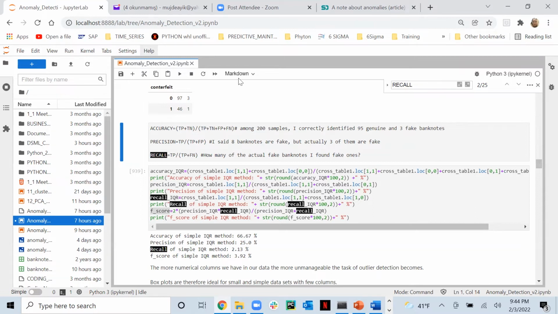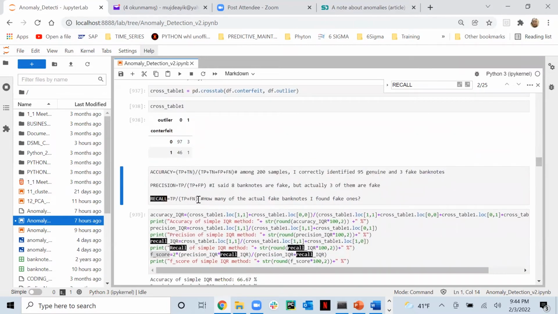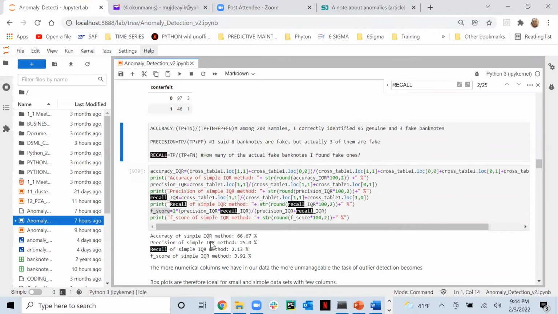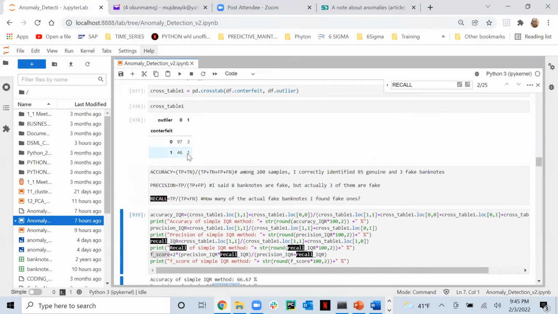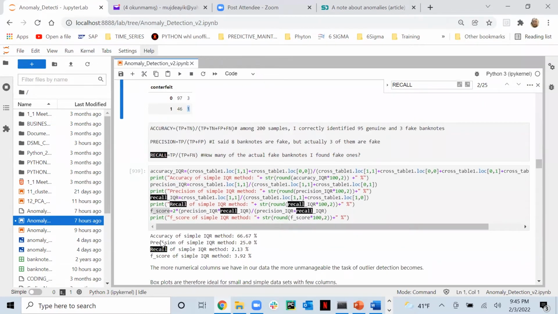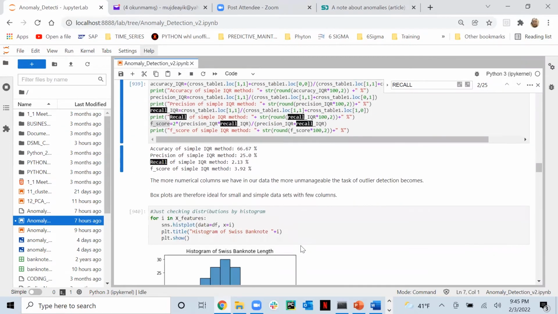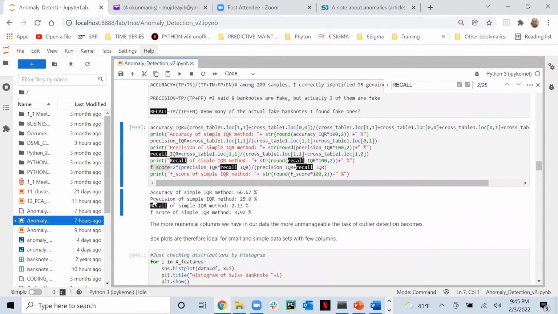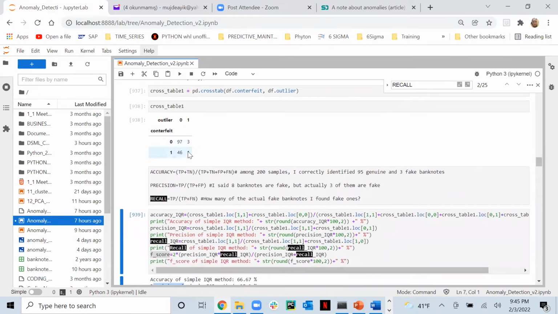I think here I made a mistake. Let me have a look. For example, here I said, what's my precision score? My precision score is actually 25%. What's my true positives? My true positives is this, right? Yeah, so this model is capturing only one. Yes. So there are 48 anomalies in total in the data set. Yes, and the model is capturing only one. So you see, this is my IQR method, and my precision is not good because it's only capturing one of the actual fake banknotes.